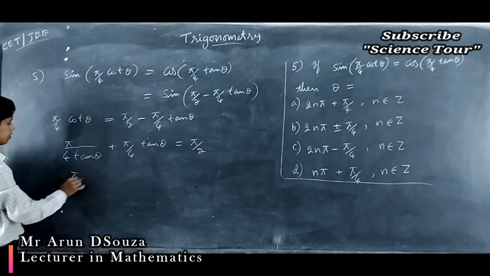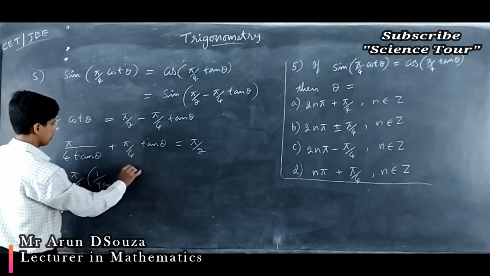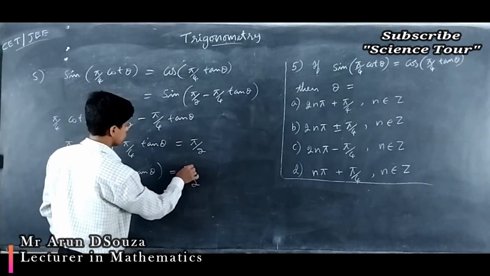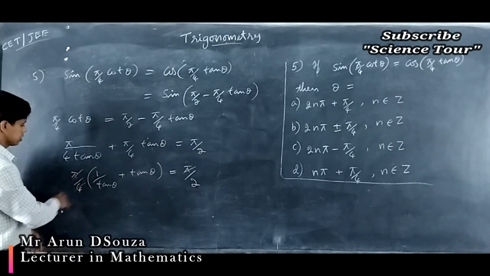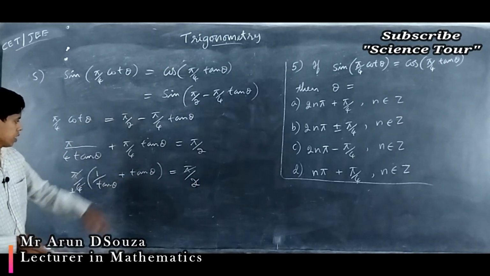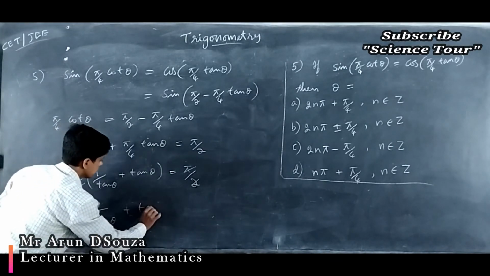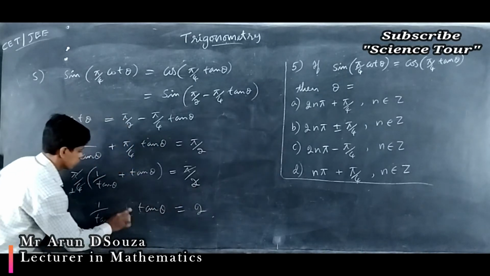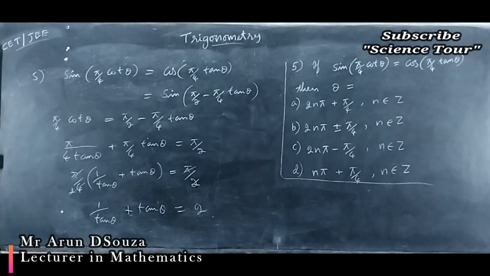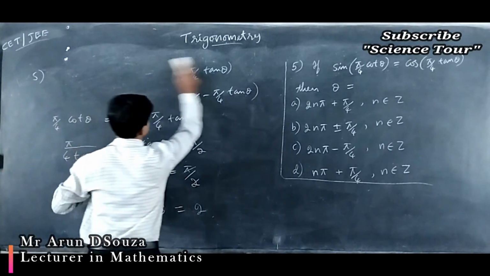So we can take pi by 4 common. So 1 by tan theta plus tan theta is equal to pi by 2. You can cancel pi on both sides and the 2's are there. So that 2 can be taken to the other side. So 1 by tan theta plus tan theta is equal to 2. So that will give us a simple equation and that can be simplified to get the general solution.